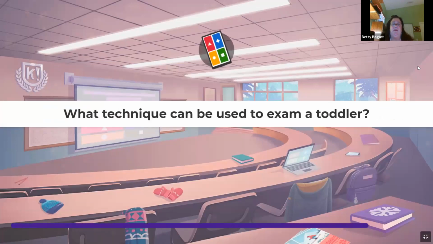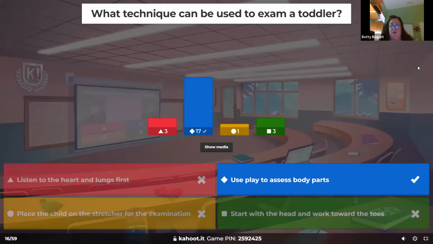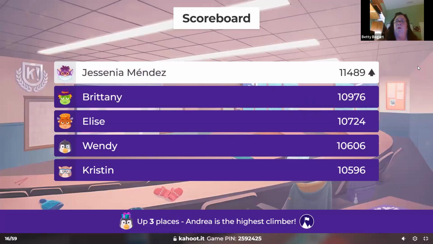What technique can be used to examine a toddler? A toddler, ages 1 to 3. When you've already got on their developmental level, you've already broken the ice, you're already sitting down next to them. Now, how do you examine a kid? You're going to use play. Let's say they're here with an earache. Tell me which ear hurts, or do you know where your nose is? Did you find out how you breathe? Where's your lungs? I mean, make fun out of it, make it play, and they work really well with you.